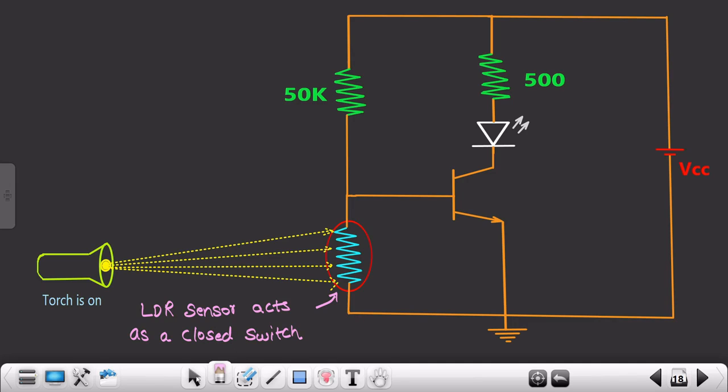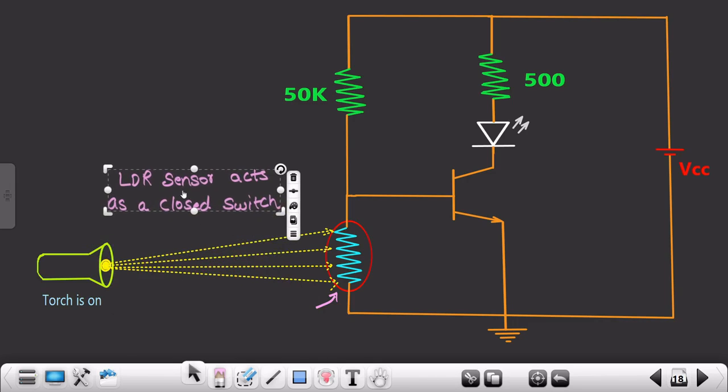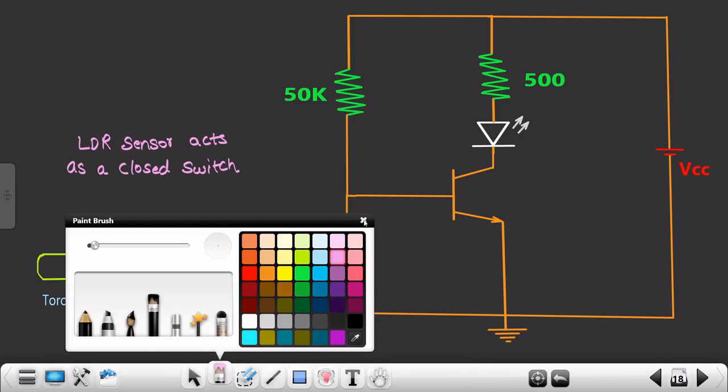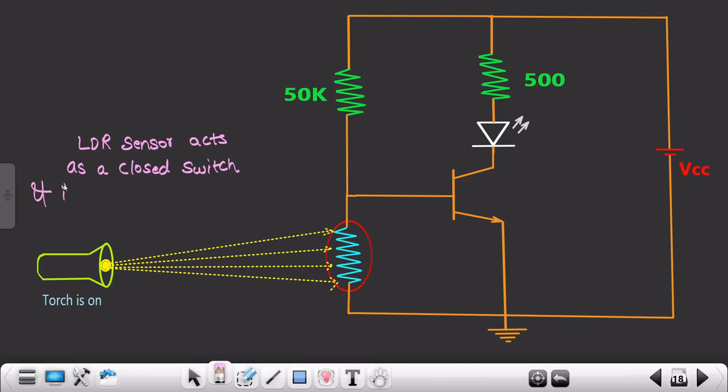I will write over here, just a second. I will move this point above because I don't have enough space, so I will erase this part. Okay, let me move a little above, and it provides negligible resistance. Okay, so this is the most important concept that you should remember, right? So this was about LDR.